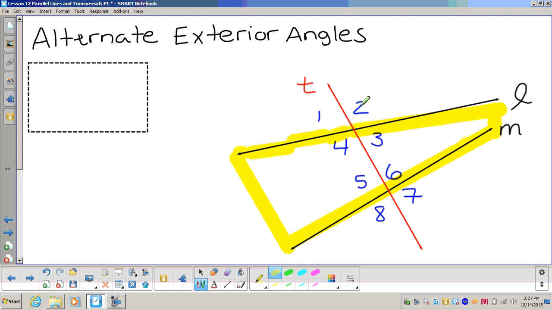So if we look at angle 1 and angle 7, those are two angles that are exterior, and they're on alternate sides of the transversal. So they're both exterior, and they're on alternate sides of the transversal, and one's made by L and T, one's made by M and T. So 1 and 7 are alternate exterior angles. 2 and 8 are alternate exterior angles.